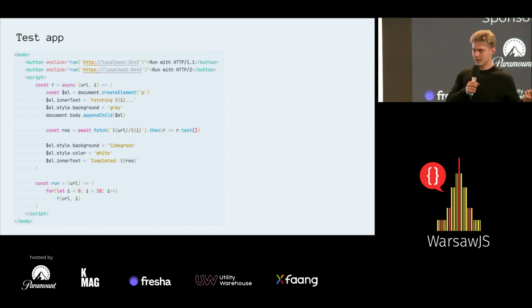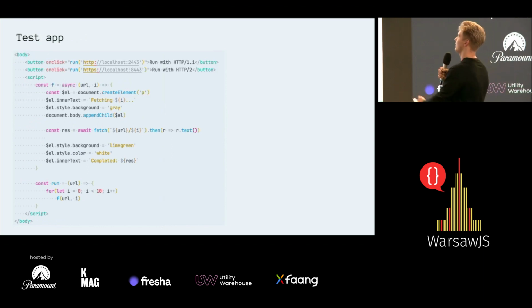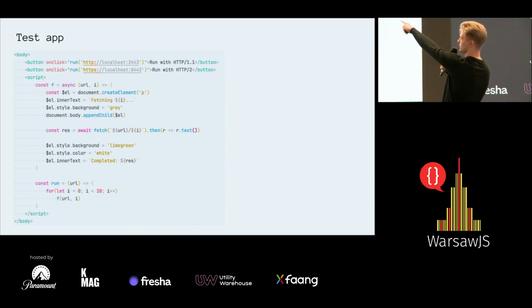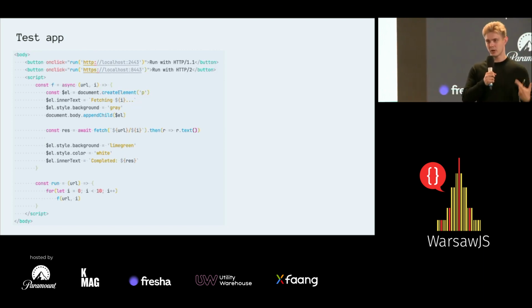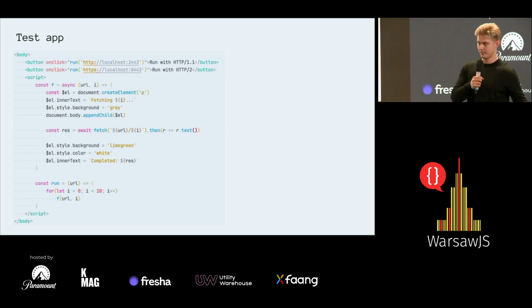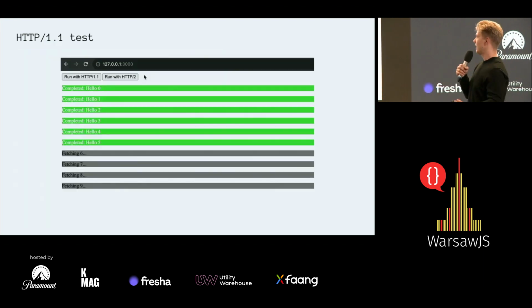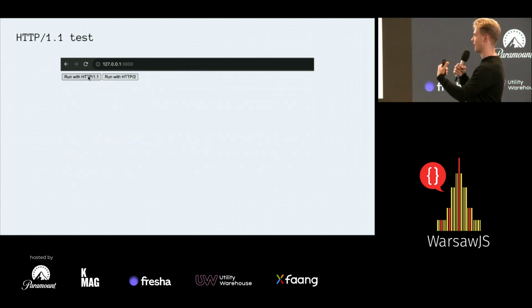We have an HTML app, a front-end app, that has 2 buttons. One goes to the first server, the other goes to the second server, and both will spawn 10 requests in parallel to them. And this is the result of that. HTTP1, it starts now. 6 executed, and then 4 again.